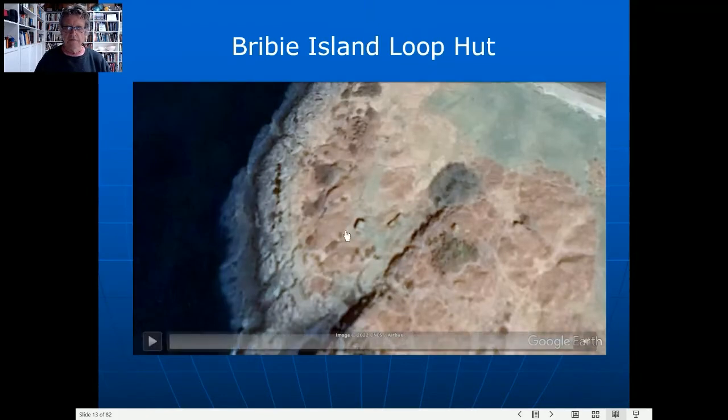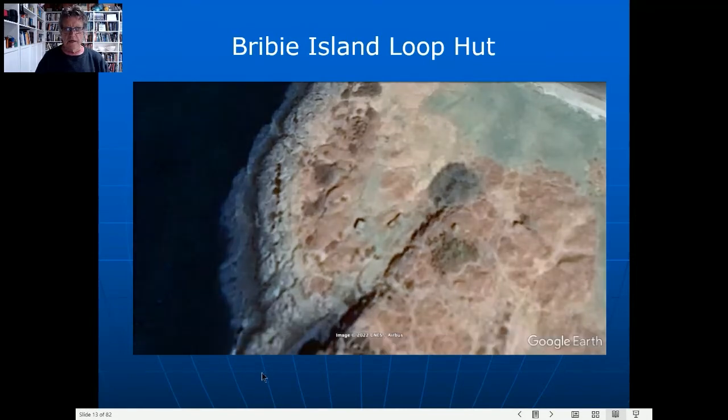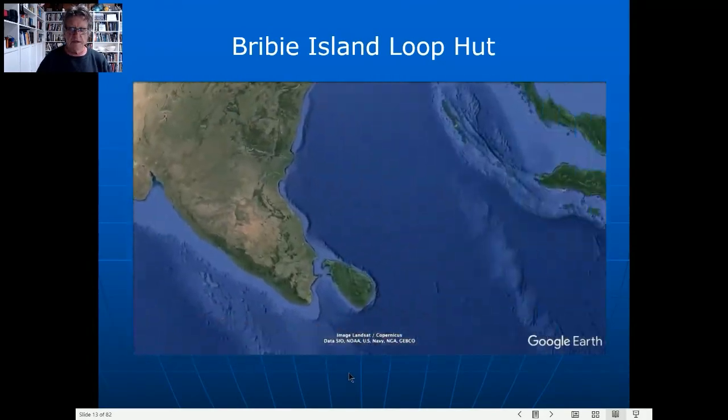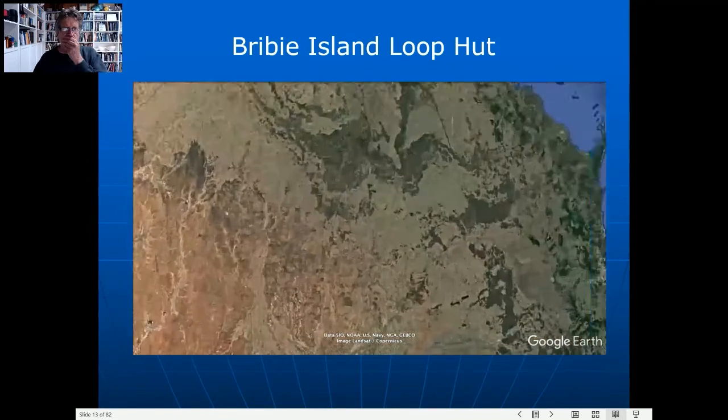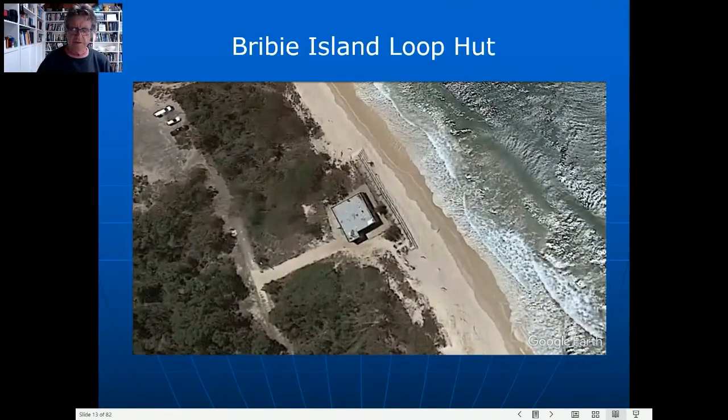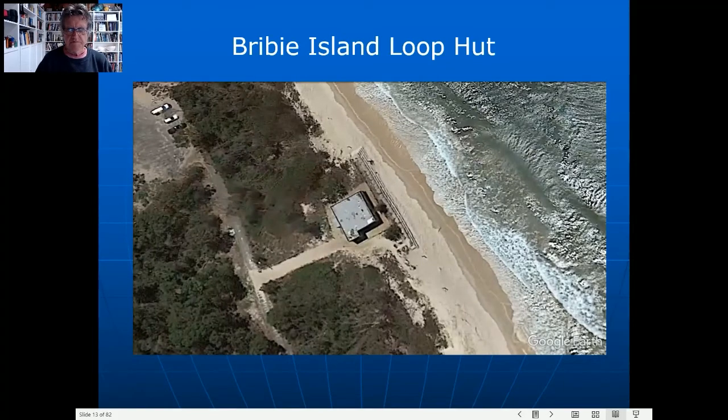Okay, so I'll take you from here, which is the loop hut at Oban. Let's zoom across to Australia, and I'll get Google to do that. There we go, past India. All the way to the loop hut at Bribie Island. So there's the Bribie Island beach.